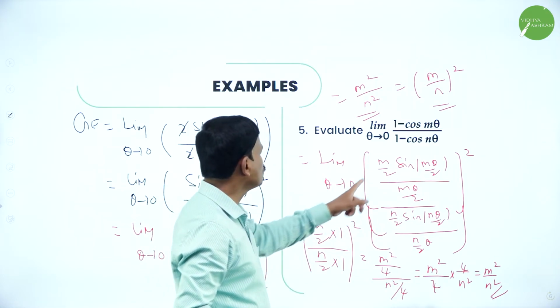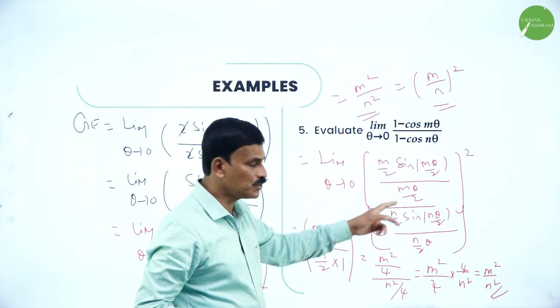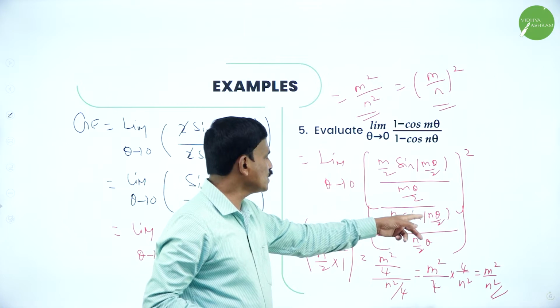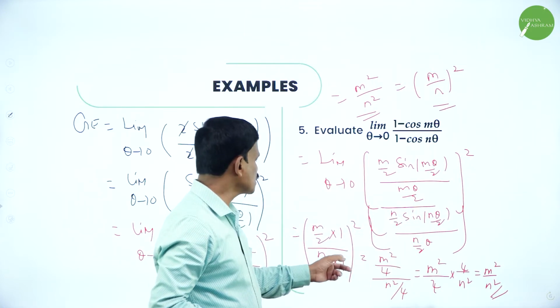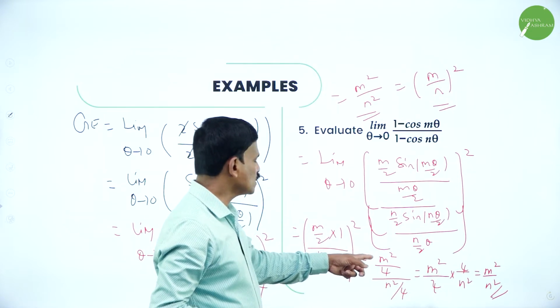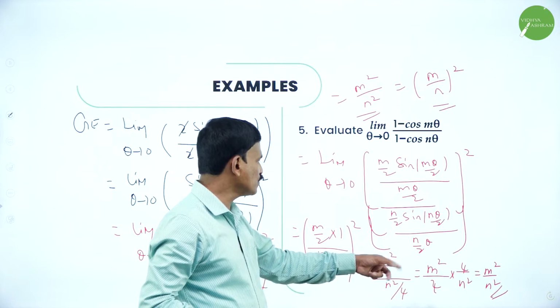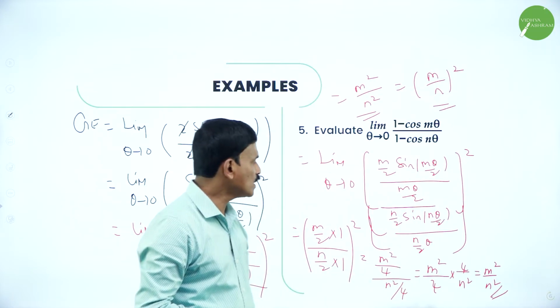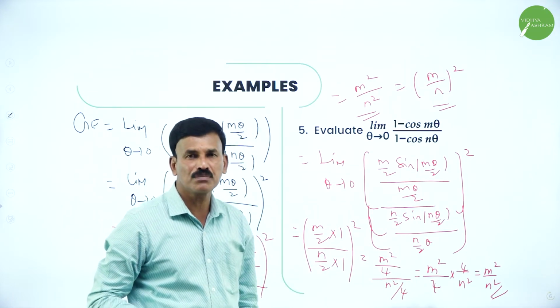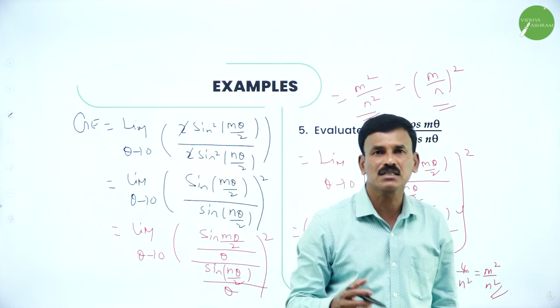So m by 2 into, this is of the form sin m theta by 2 divided by m theta by 2, which is nothing but 1. Again, sin n theta by 2 divided by n theta by 2 is also equal to 1. So m by 2 into 1 is m by 2, that is m square by 4. n by 2 into 1 is n by 2 whole square, which is n square by 4. 4 and 4 get cancelled. You will get the simplified answer as m square by n square, or m by n whole square, which is the required answer. That's it.